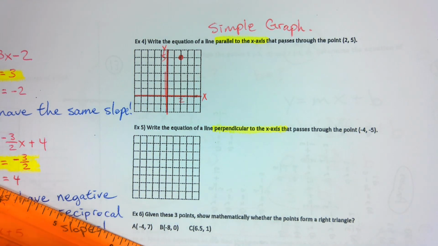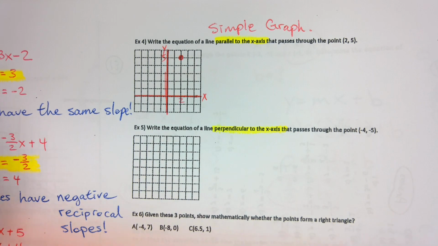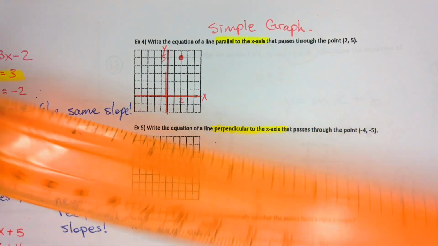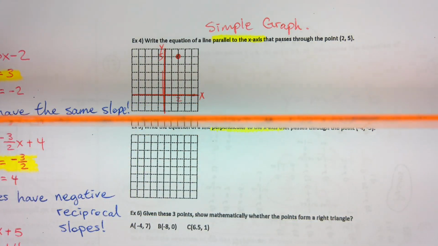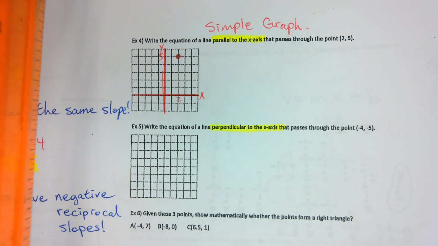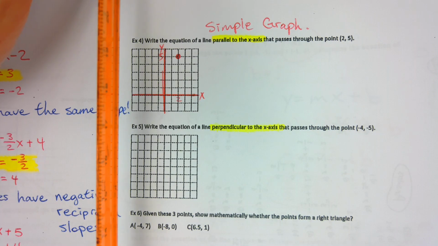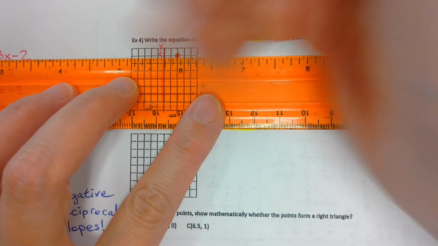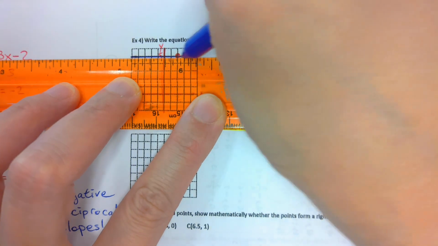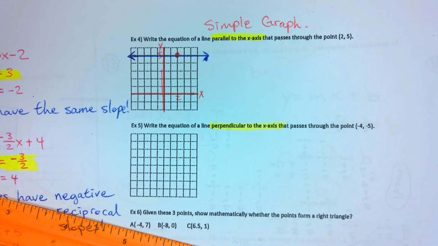Okay, I want to draw a line that's parallel to the x-axis. So does that mean I'm drawing a horizontal line or a vertical line? If it's parallel to the x-axis, am I talking about a line like this or like this? Yeah, horizontal. So I'm just simply drawing a line like this. So what's the equation of that line?